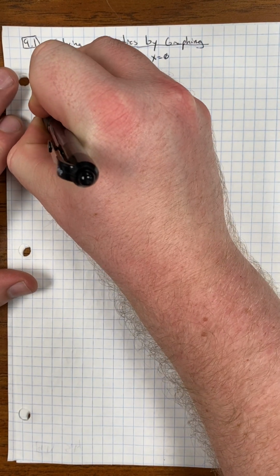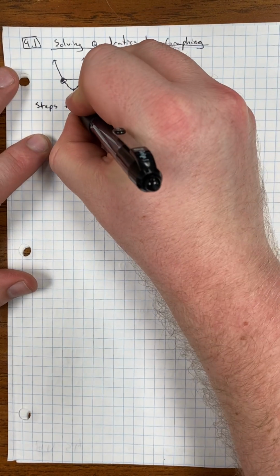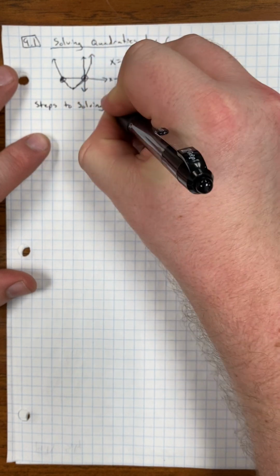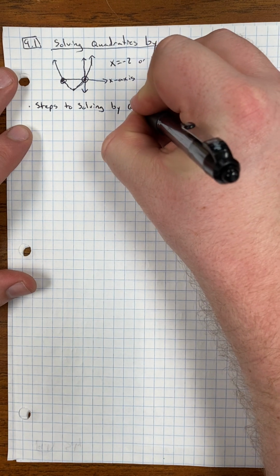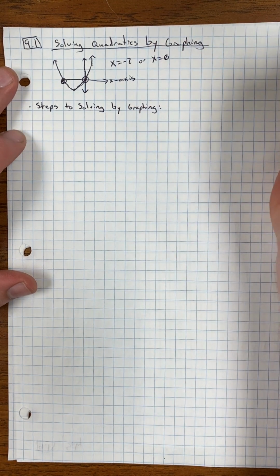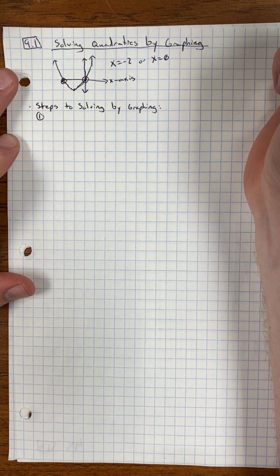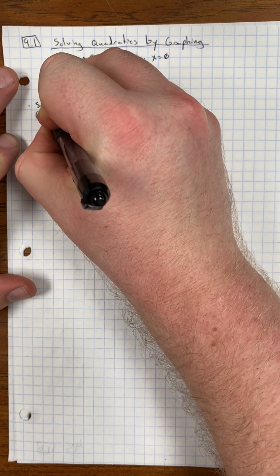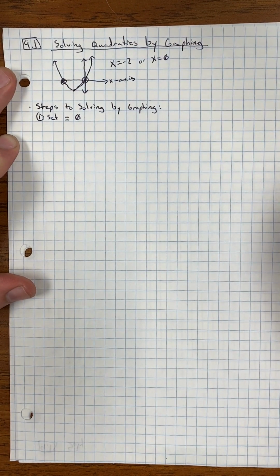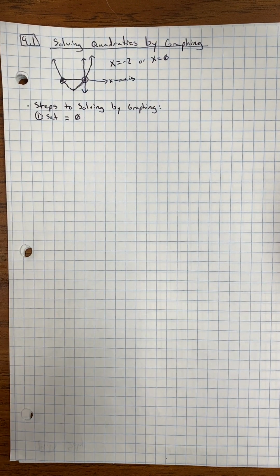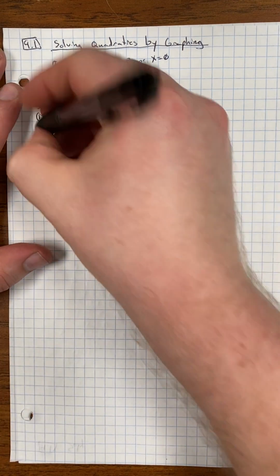Or actually, let's write out all of the steps. Steps to solving by graphing. Okay, so number one, just like I said before, it's not going to work unless we set the equation equal to 0. So first things first, we have to set our equation equal to 0 before we can actually solve or graph it. Okay?